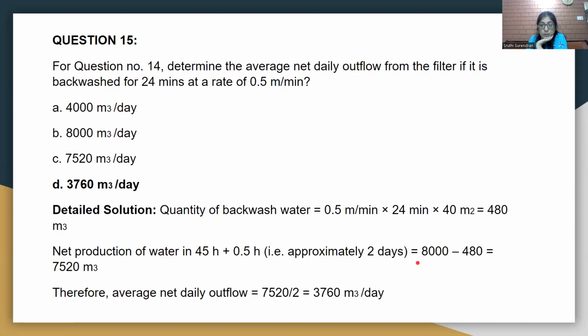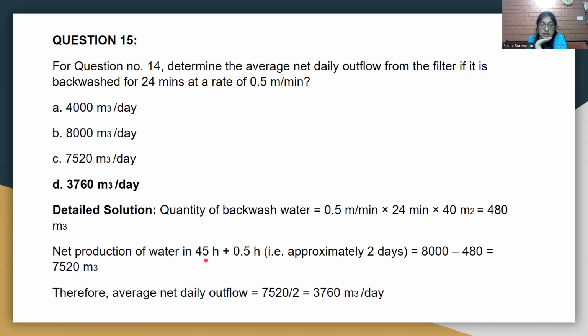So 8,000 meter cube of water is the amount of water that is being filtered, minus the amount of water that is being used in the backwashing, will give us 7520 meter cubes of water. That is the net volume of water that is coming out. Now in order to get the rate, the average net daily outflow, we will divide it by 2 days. That is again a design consideration. So dividing it by 2, we'll get 3760 meter cube per day.